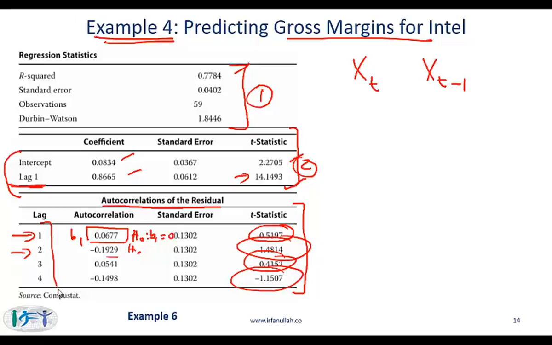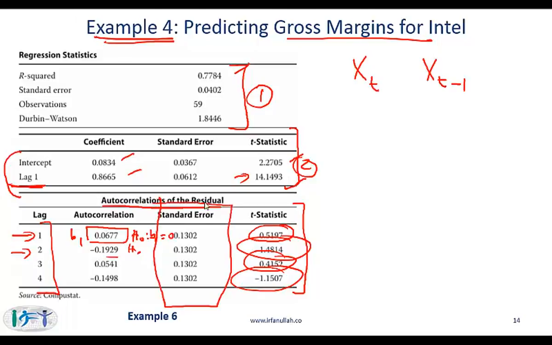Why do we go to 4 lags? I did not explicitly mention this, but we are looking at quarterly data. Generally, when companies report, they report every quarter. So you are an analyst, you are looking at quarterly gross margins for Intel. So with quarterly data, it is okay to look back 4 lags. All right, a few more points before I move on.